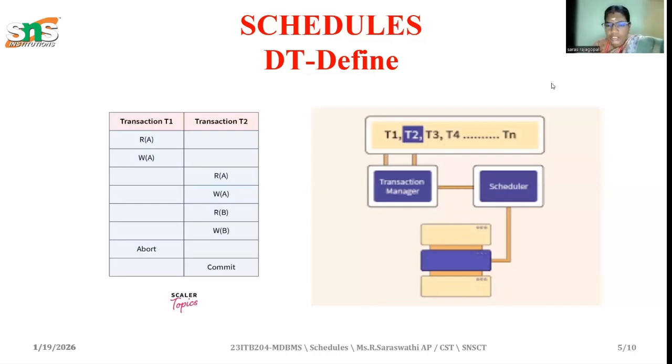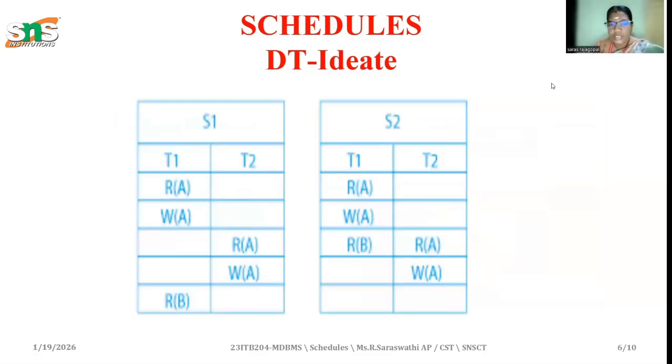A transaction manager contains the set of transactions stored in one buffer. Based on the transaction manager, the schedule will be applicable. The transactions T1, T2, T3, T4, and so on up to Tn are executed in a particular order. Consider schedule S1 and schedule S2. S1 contains the two transactions T1 and T2.